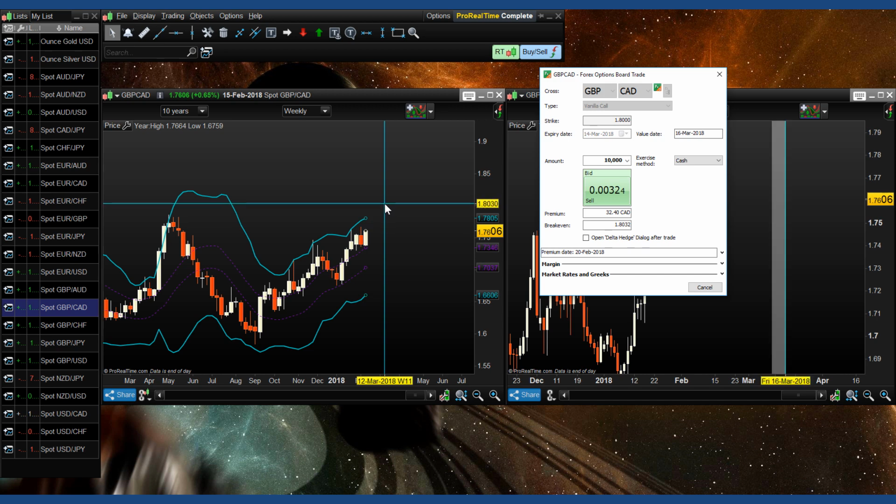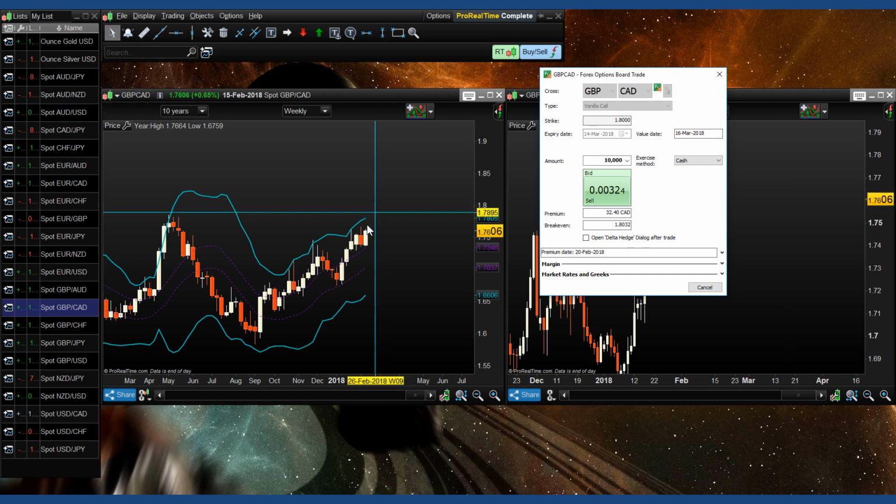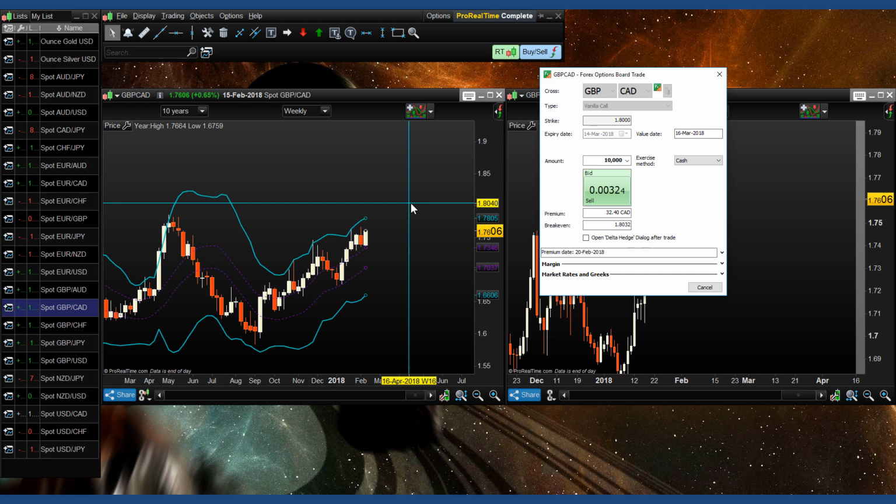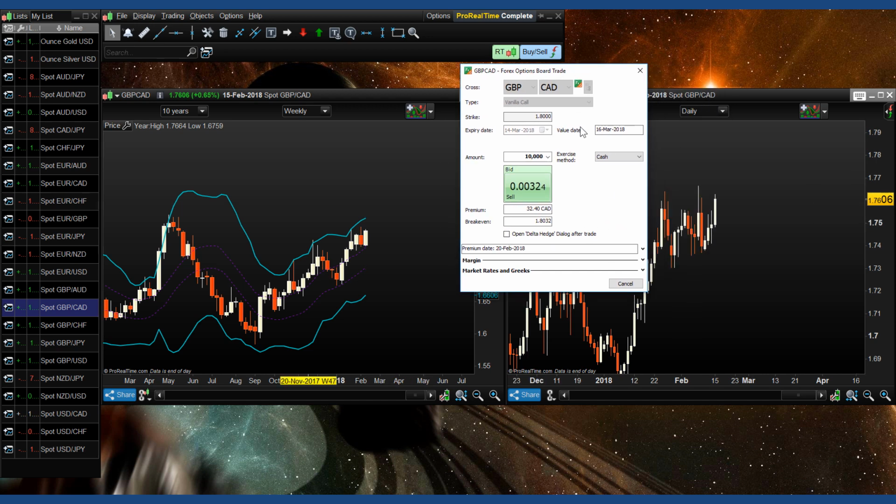180.32 is here. So if it closes above 180.32 on the 14th of March, then I would lose money anywhere from that point above. But if it doesn't, then I'll be making money on this trade. So it's one that makes sense for me, not from the perspective of price action, but from the perspective of using the idea of support resistance. We're going to be selling this 180 14th of March, selling a call.